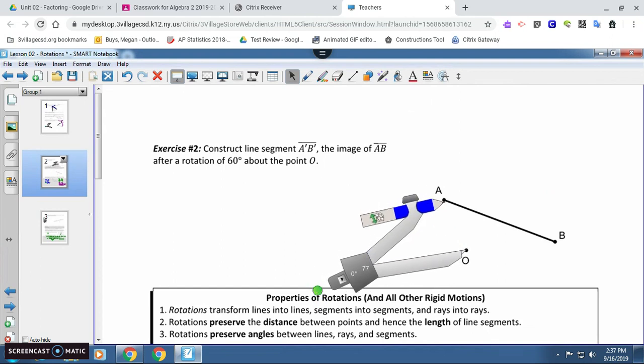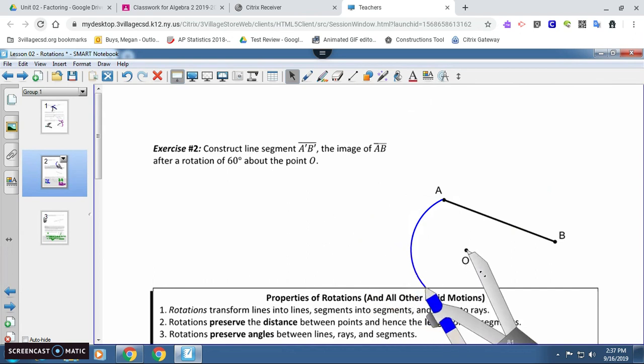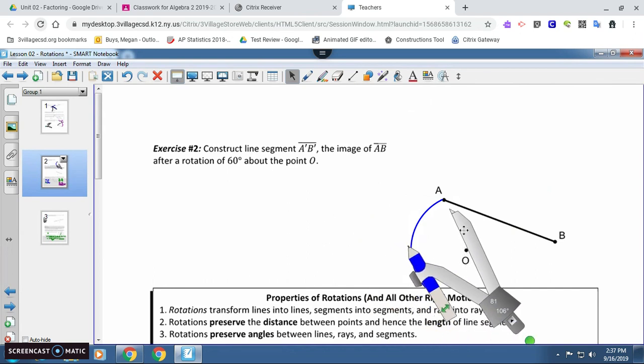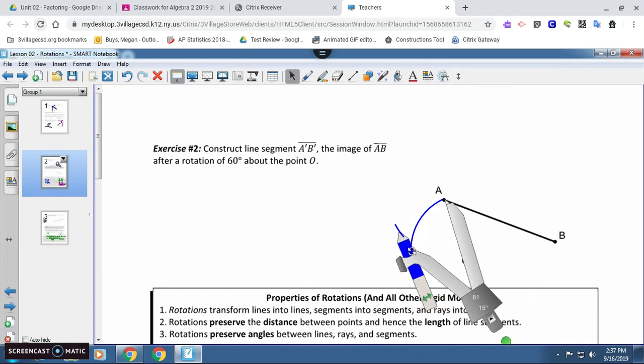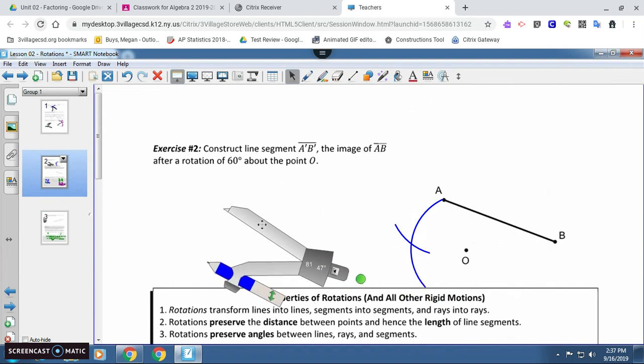Again, we want to make sure we're going counterclockwise. I'm going to make an arc here. Since I want to rotate it 60 degrees, remember, same as the equilateral triangle. And here we get the new point. So this is where our point A prime will lie.